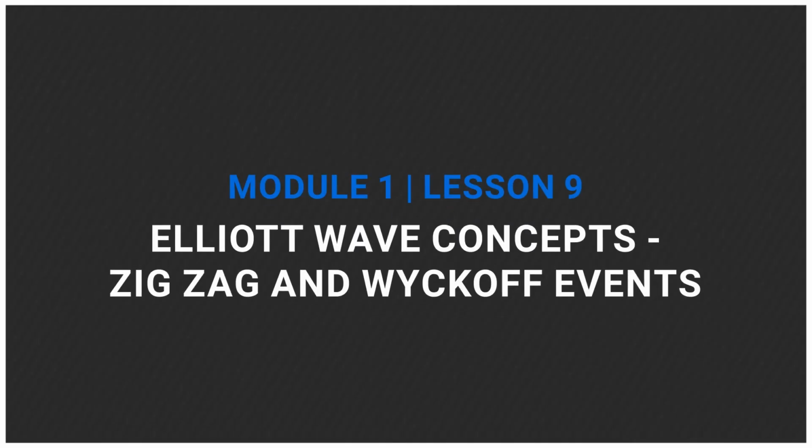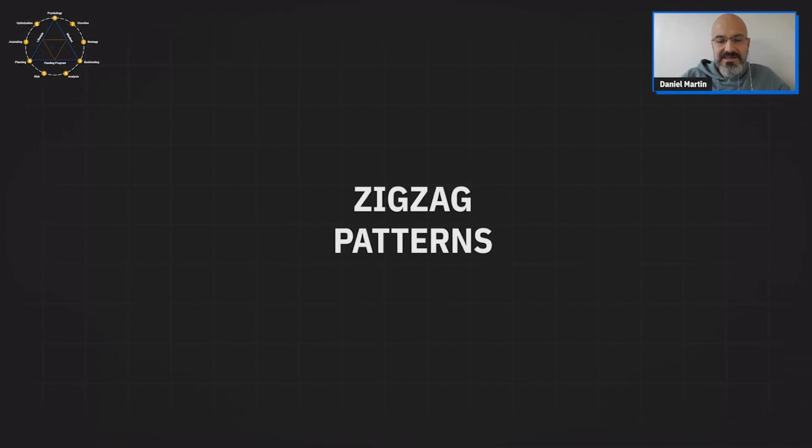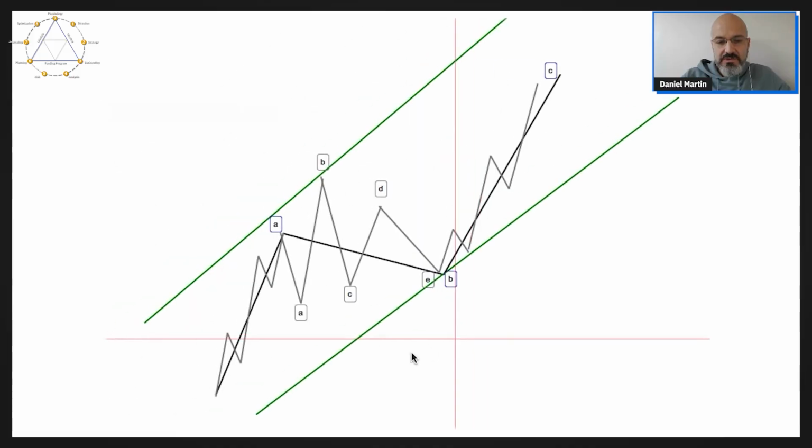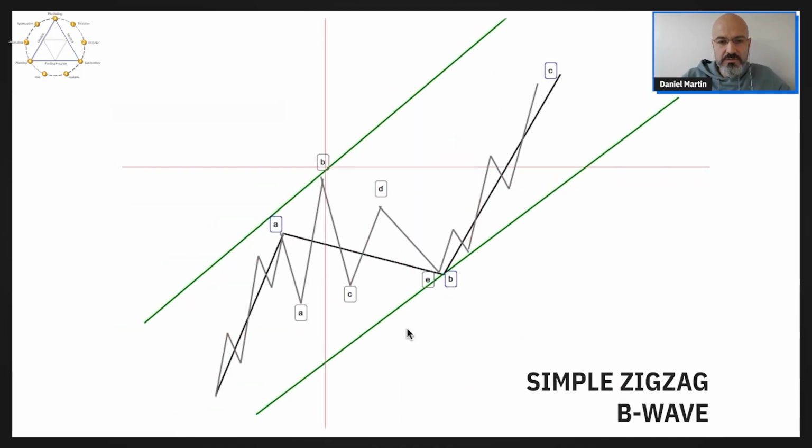Okay, let's talk about zigzags and where you can find the STT. Let me explain what a zigzag is, and we're going to talk about simple, double, and triple zigzags and where you can find the STT. So first things first, let's have a look. What do we have here?